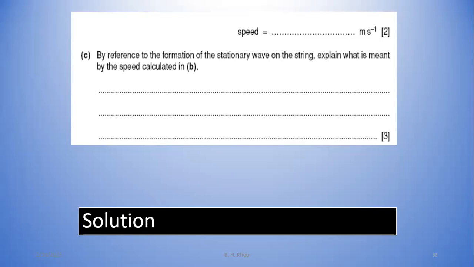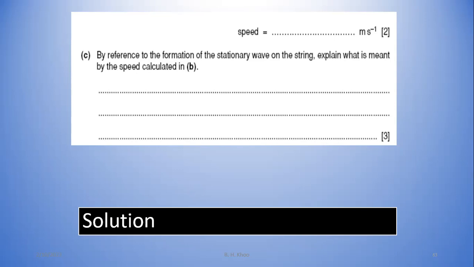Yep. So it's about the wave traveling from one end to the other and then back per unit time. Right? They're asking you what does the speed mean? The speed that I calculated, what does it mean? So it's like the distance that the wave travels from one end to the other end and then back?